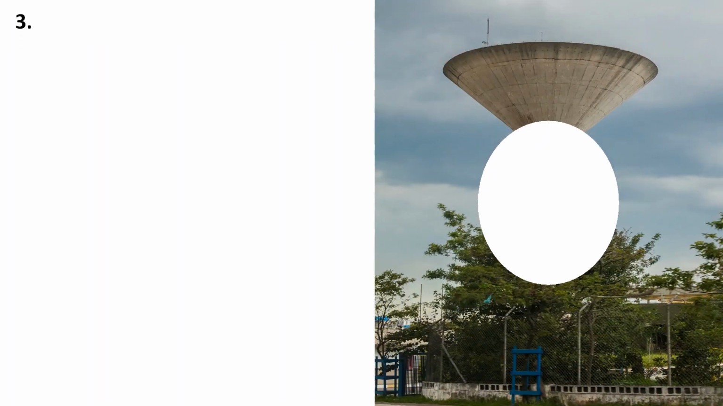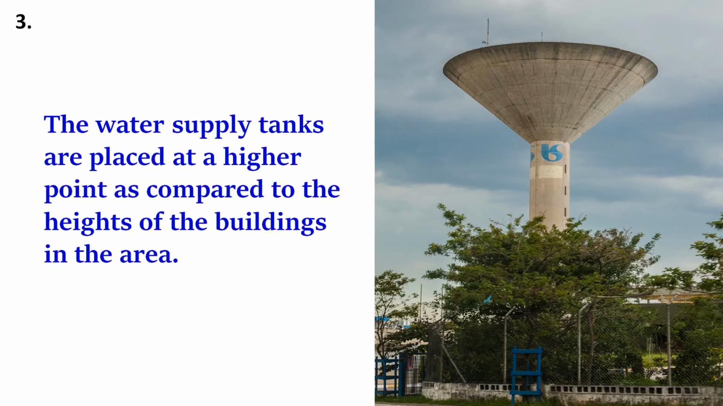And yes, this we can see in our locality. The water supply tanks are placed at a higher point as compared to the heights of the buildings in the area. Again, the same logic that liquid pressure increases with height. So, if the water is placed at a greater height, the pressure with which it will be supplied to our home will be higher, will be more.